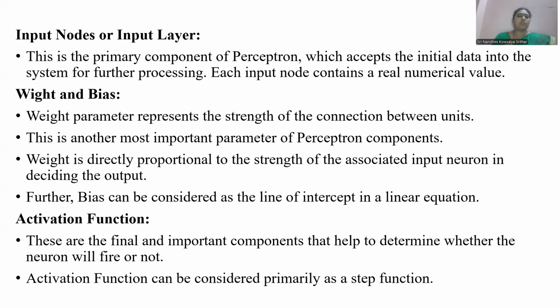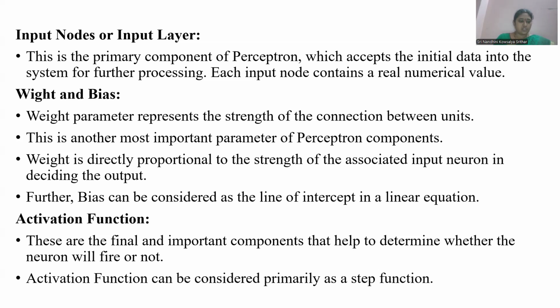First, the input nodes, which is called the input layer. This is a primary component of the perceptron which accepts the initial data into the system for further processing. Each input node contains a real numerical value, weight and bias. Here the weight parameter represents the strength of the connection between the units. This is another most important parameter of the perceptron components. Weight is directly proportional to the strength of the associated input neuron in deciding the output. Further, bias can be considered as the line of intercept in a linear equation.